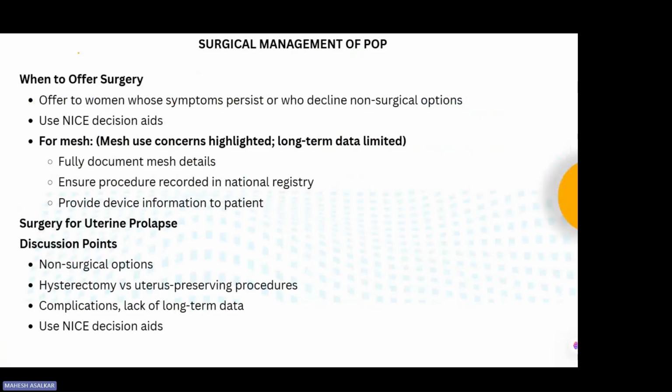Surgery for uterine prolapse. Now, when we discuss various surgeries, what are the points which we need to take into account? Okay. First, non-surgical options. Second, hysterectomy versus uterus-preserving procedures. Third, complications and lack of long-term data. And we will always use the NICE patient decision aids. Okay. So now we will discuss the surgical management.